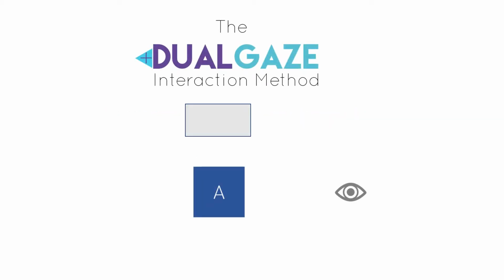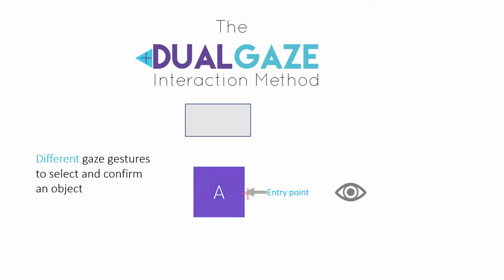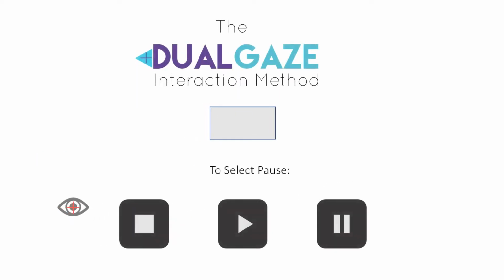Dual gaze is a novel interaction method in VR which requires users to perform different gaze gestures for selecting and confirming an object. When a user looks at an object to select, a confirmation flag pops up adjacent to the object at the point from which the user's gaze first entered. Gazing there would then confirm the selection. Now, this makes the user consciously avert her gaze back to the flag, leading to an intentional confirmation of the object and fewer incorrect selections, thus addressing the Midas touch problem in VR.